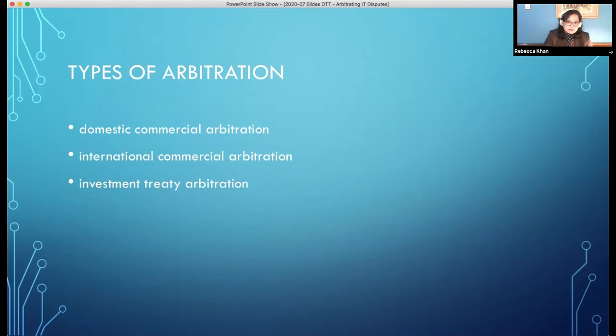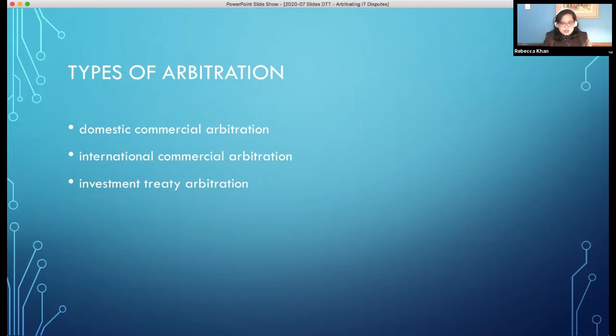So now let's look at the types of arbitration that we're going to briefly look at today. So you have domestic commercial arbitration and international commercial arbitration. These would be based on contract. So earlier we were discussing arbitration clauses. In commercial arbitration, whether domestic or international, resort to arbitration is usually done through the arbitration clause that we discussed earlier, or the submission clause, which we also discussed earlier.